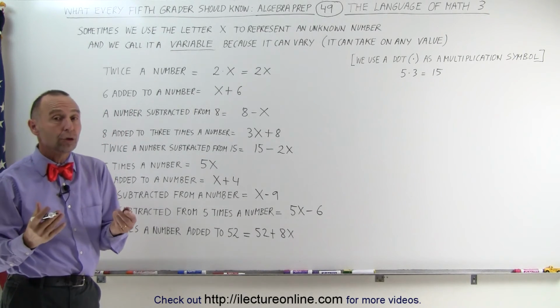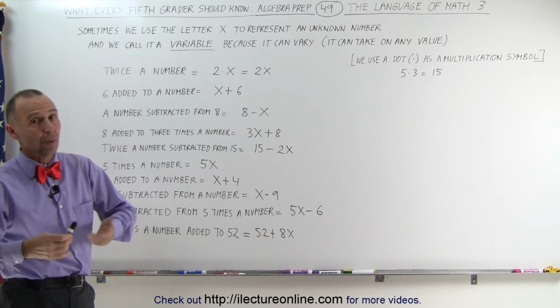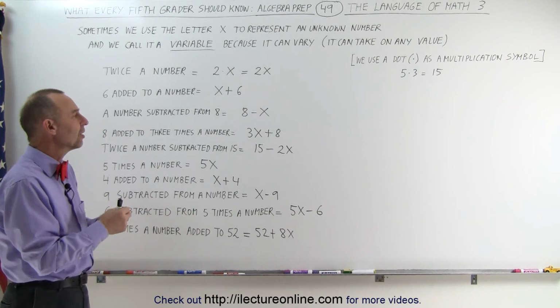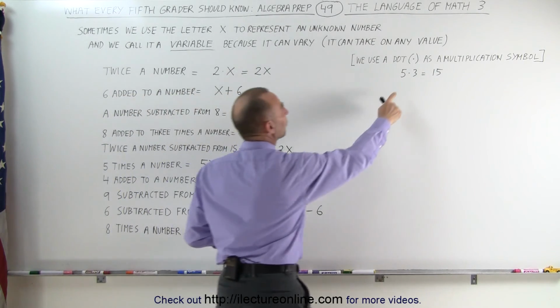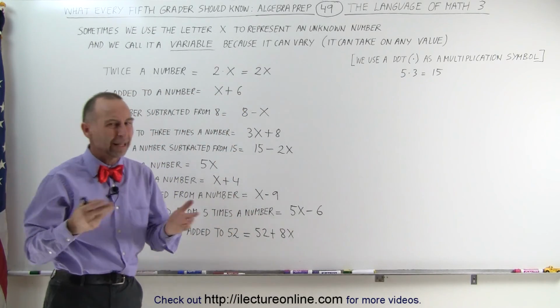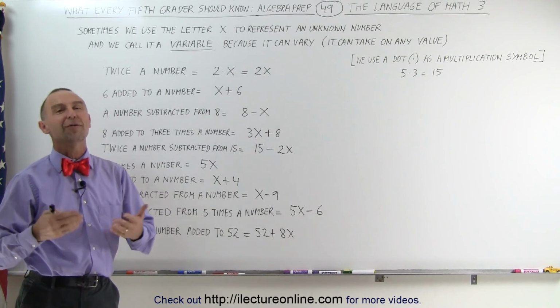And when we have an unknown number, or simply a number, which we don't know what that is, we simply call it an x, or y, or z, doesn't matter. In this example, we called it an x. And because we use x as the unknown number, we then typically use a different symbol for multiplication. We use a dot instead of an x symbol, and that way we don't get things confused. And that's how we use the language of mathematics.